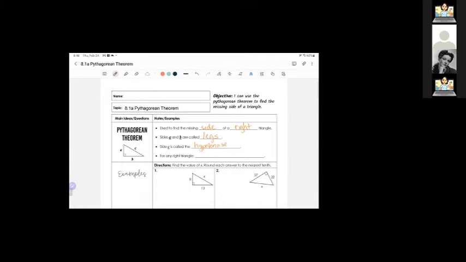And then for any right triangle, this is where we're just writing out the Pythagorean theorem. So we are using it to find the missing side of a right triangle. Sides A and B are called legs. Side C is called the hypotenuse. For any right triangle, A squared plus B squared equals C squared. And the other thing I always point out to people, if you forget, the hypotenuse is across from the right angle. It's like the little right angle box is making an arrow to point at the hypotenuse.